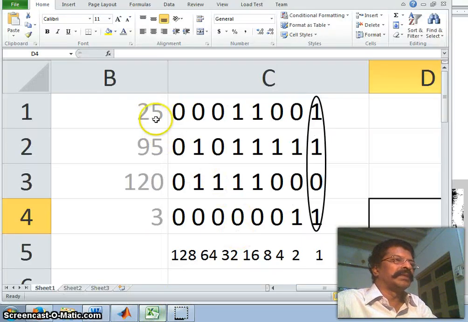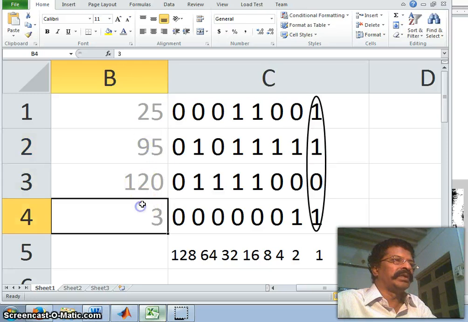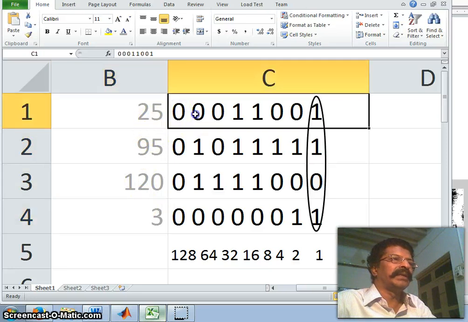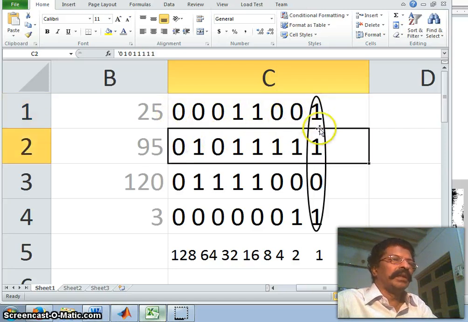See that I have taken some data 25, 95, 123, and if I write in binary, this is how the data is split into 8 bits. And now the rightmost bit is called the least significant bit. Why is it called the least significant bit? Because its weight is very less.